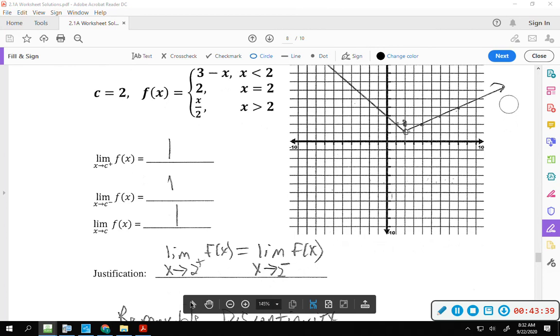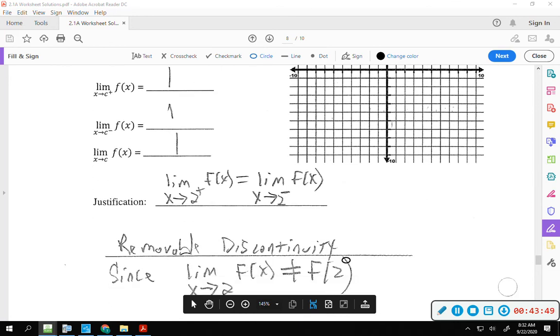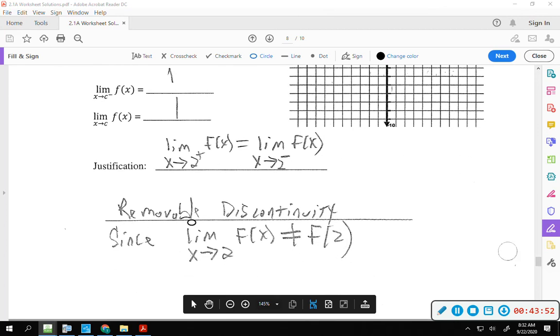So the justification is the limit as x approaches 2 from the right of this function equals the limit as x approaches 2 from the left of this function. They both equal 1. That's why the limit exists. However, it is a removable discontinuity since the limit as x approaches 2, which we already said was 1, does not equal f at 2. This is 1. The limiting value is 1. The value of the function is 2. Since they are not equal, we do not have continuity. That's how we're going to verify continuity in section 3.